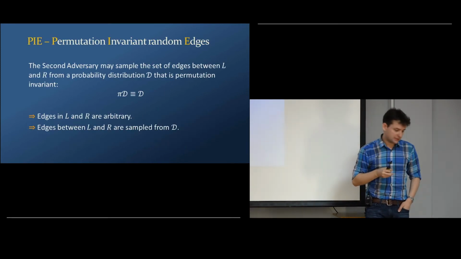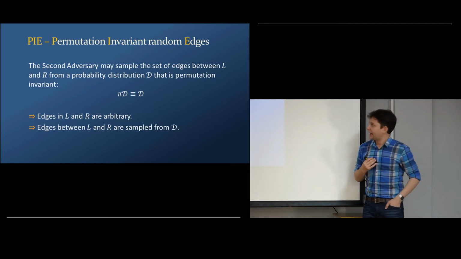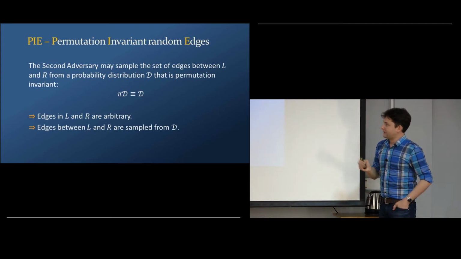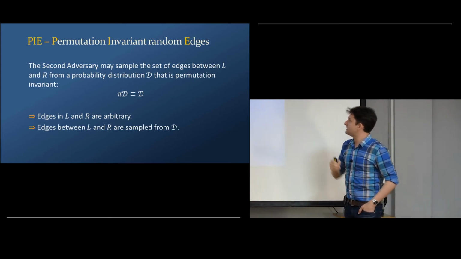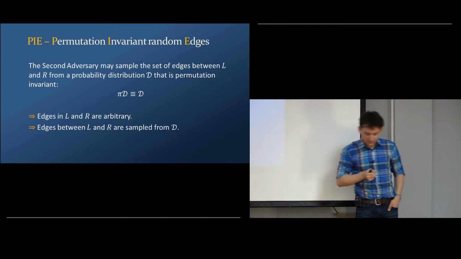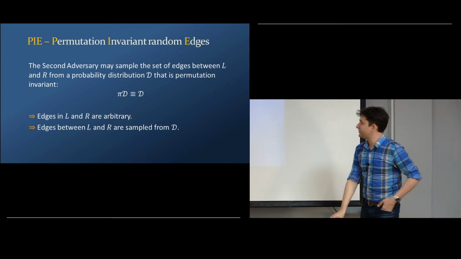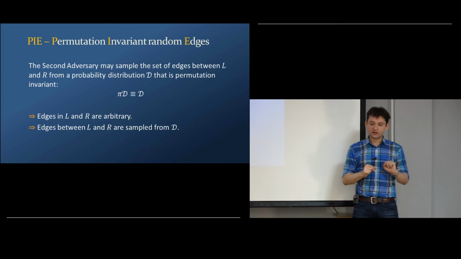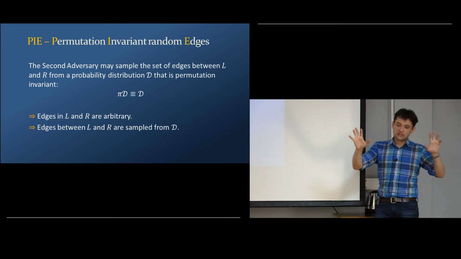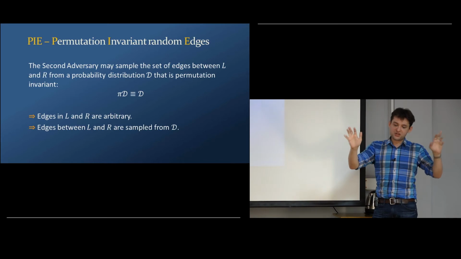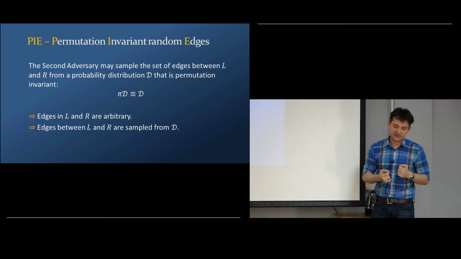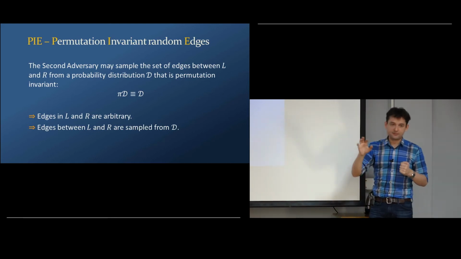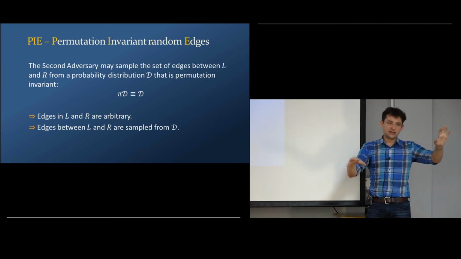Let me give maybe the third definition. And this one explains why we call the model pi model. So pi stands for permutation-invariant random edges. Essentially, we can assume that we have two graphs, L and R, again, on n vertices, and in between we sample edges from a permutation-invariant distribution. So what is a permutation-invariant distribution? It's a distribution that's invariant under permuting vertices in L and in R.